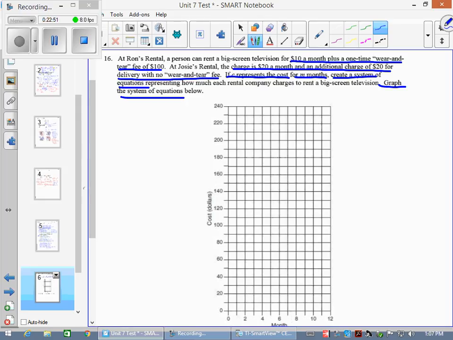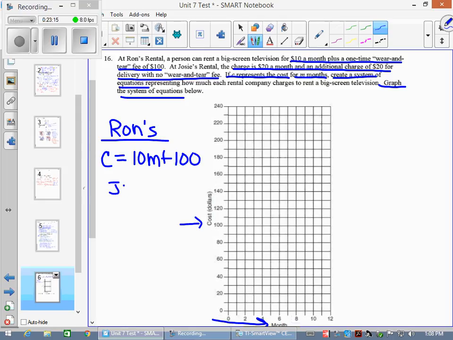again, using C for cost, that's my Y. Using M for months, that's my X. I even labeled it for you so you can see which one's X, which one's Y. C is equal to, if it's $10 a month, that would be 10M plus that one-time fee of $100. And then for Josie's, the cost is equal to $20 a month plus a $20 fee. Get rid of that for now so I have room. Okay, so your first step had to be write out that system.